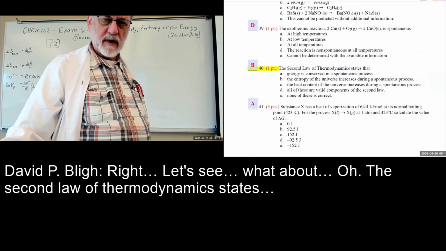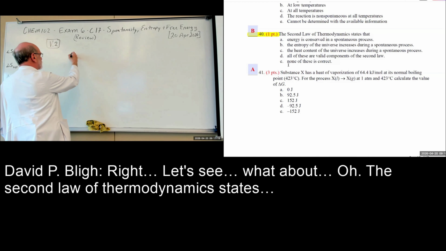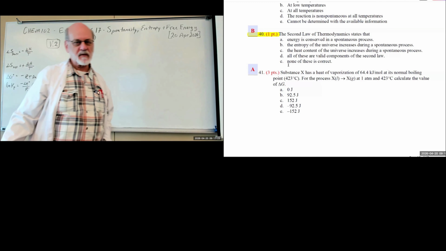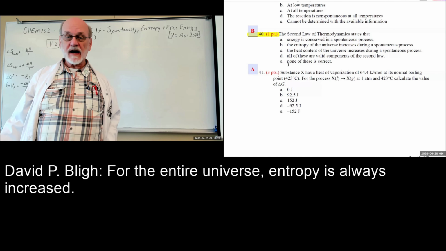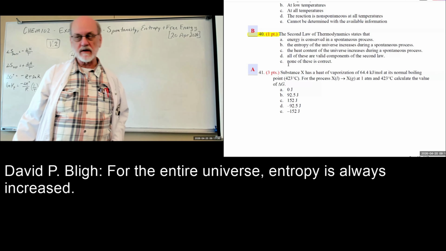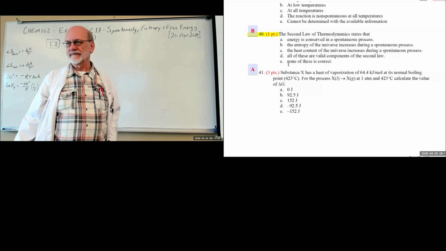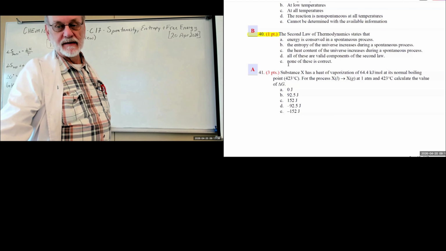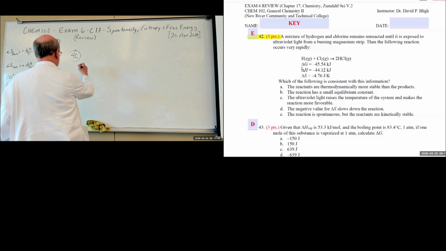Let's see, what about, oh, the second law of thermodynamics states, for the entire universe, entropy is always increased. In other words, the universe is running downhill, so to speak. That was simple enough. How about 42?